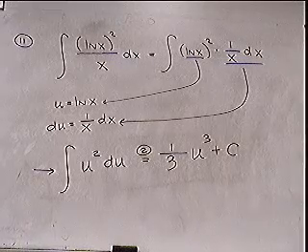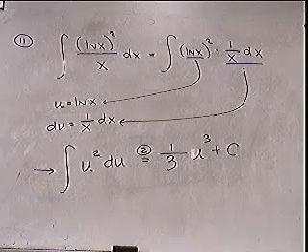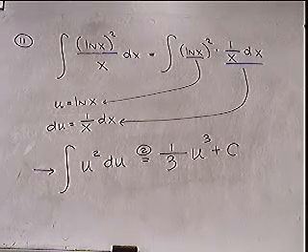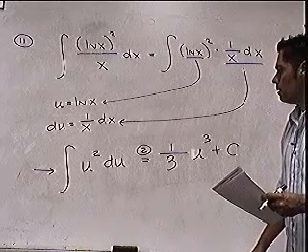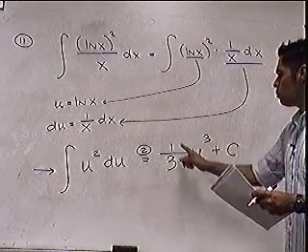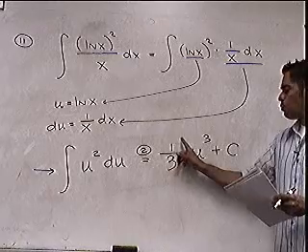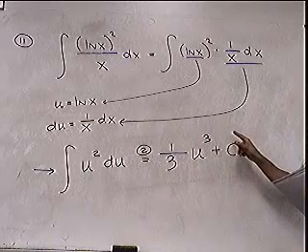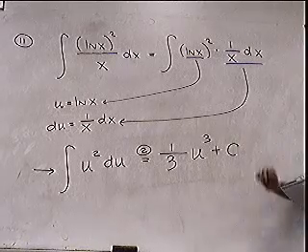Using formula 2, back, right there. I pulled out the 1/3 already. This is 1 over n plus 1, u to the n plus 1. Is that good?